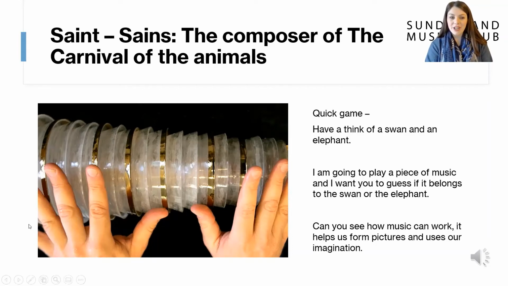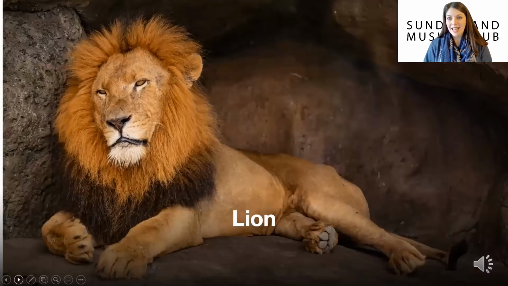So let's have a look at some of the animals Saint-Saëns wrote for. This is the lion. Lions are quite proud, aren't they? They're the king of the jungle. So what you're going to hear is a piano kind of trumpeting his arrival. Look, something's coming. And then you hear this sound, the strings coming in, and it's quite proud. Just like a lion would be. So let's see if you can imagine the lion coming. Have a little listen.